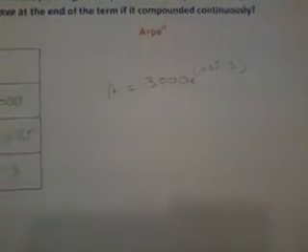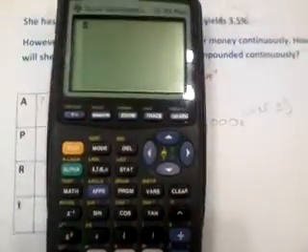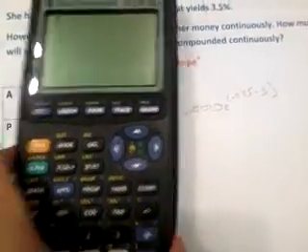And then all we have to do is plug it into the formula. So it's going to be A equals 3,000 e to the r, which is 0.035, times t, which is 3. So now, in order to solve this, we will be using our graphing calculator. All we have to do is plug it in.